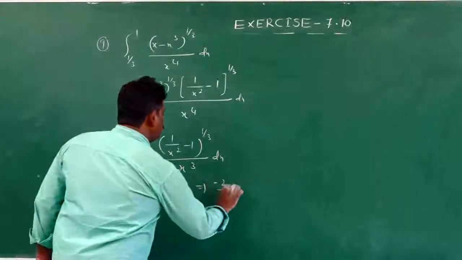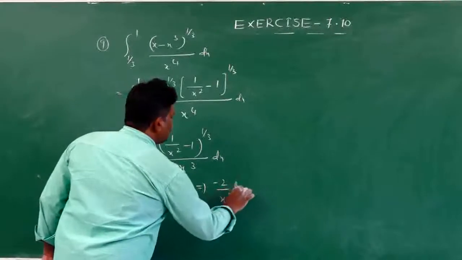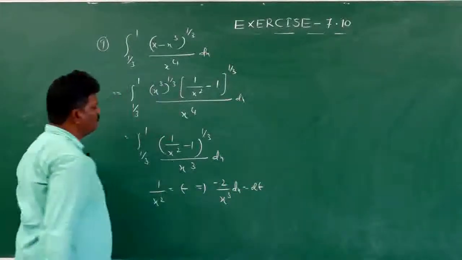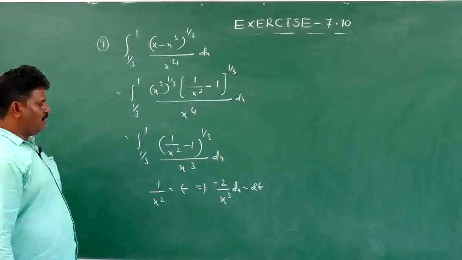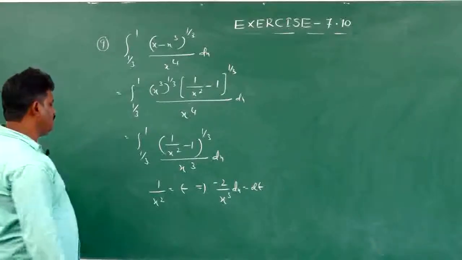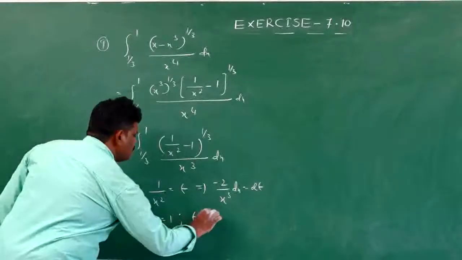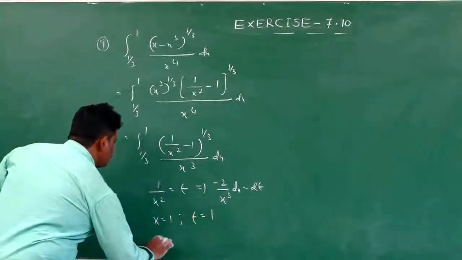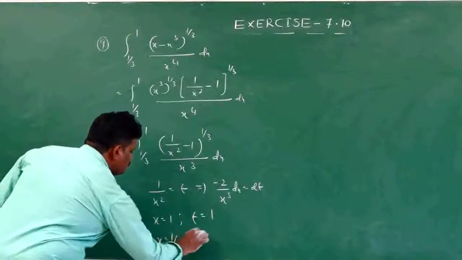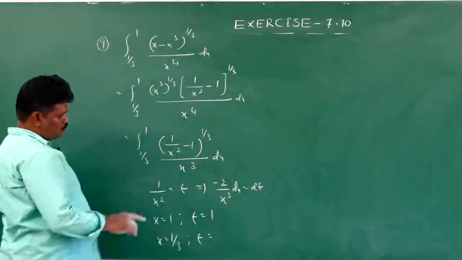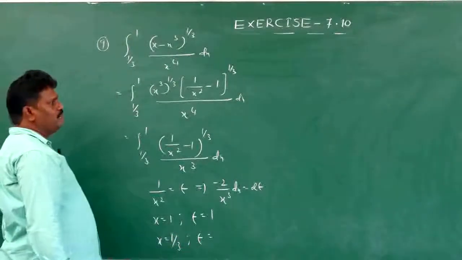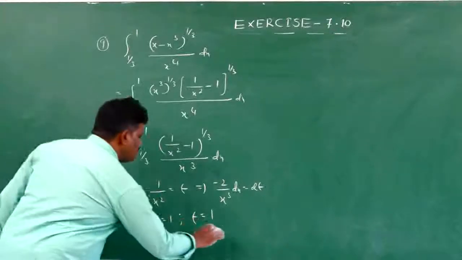So minus 2 by x cube dx is equal to dt. Now the limits: when x is equal to 1, then t is equal to 1 by 1, that is 1. When x is equal to 1 by 3, then t is equal to 1 by (1 by 3) whole square, which means 1 by 9, reciprocal means 9.